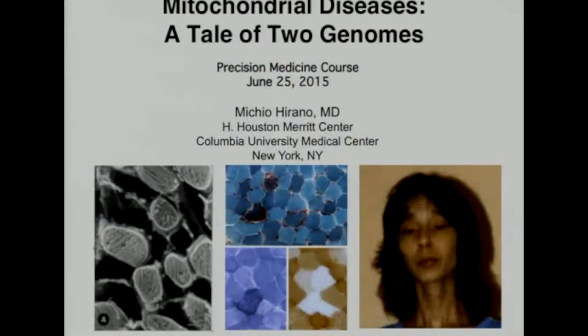We talk about mitochondrial diseases. This is the tale of two genomes, because the mitochondrial products are of nuclear and mitochondrial DNA. So this is a scanning electron micrograph of mitochondria, and they look like these kidney bean-shaped structures. That's the way they look in the textbooks, but they're really much more dynamic than that.